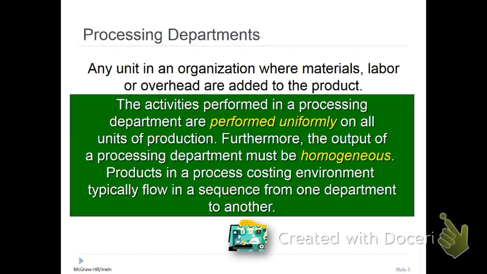So now what we're going to do is collect these costs by processing department. A processing department is any place where materials, labor, and overhead are added to the product. What happens then also, if you think about this, is all activities in that particular department are performed uniformly. So everything is being done the exact same to each product that's going down that assembly line. That's exactly what's going on here.